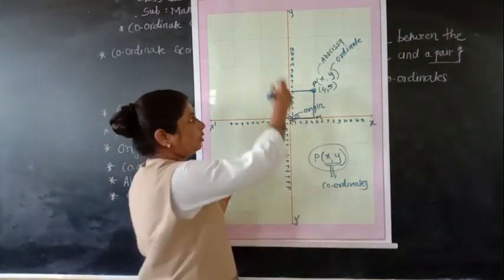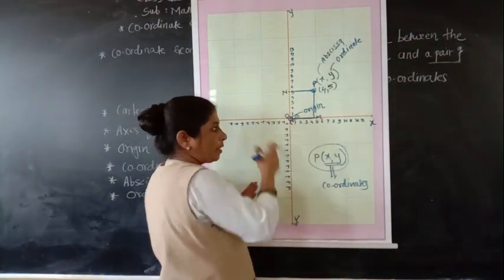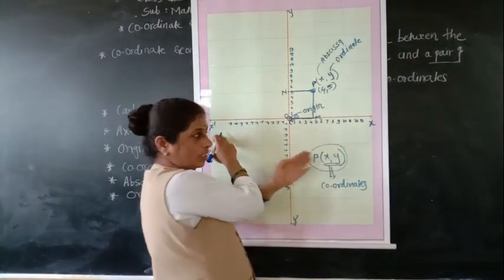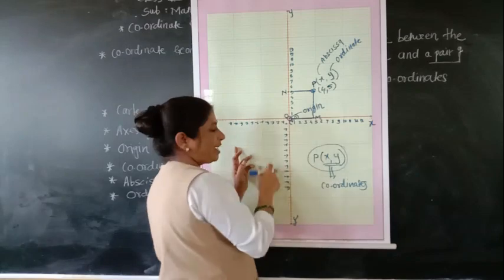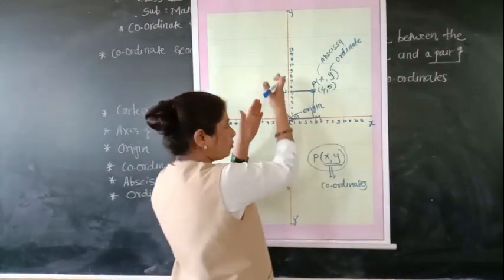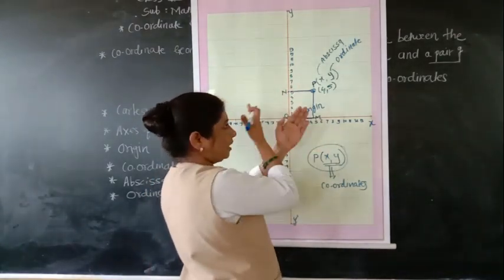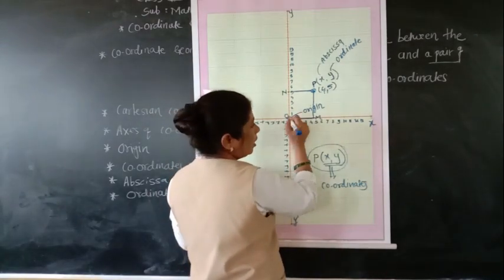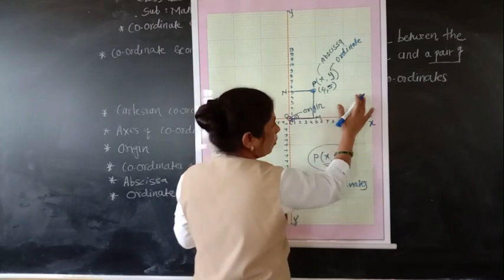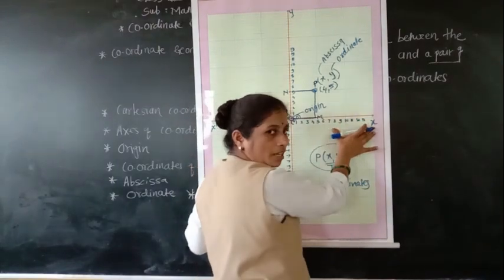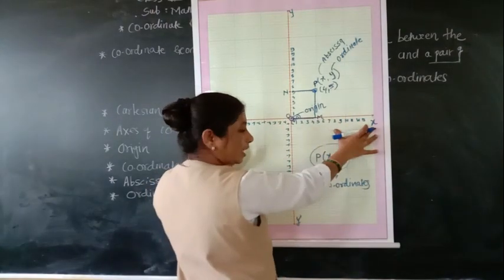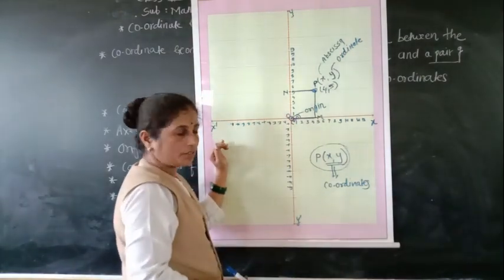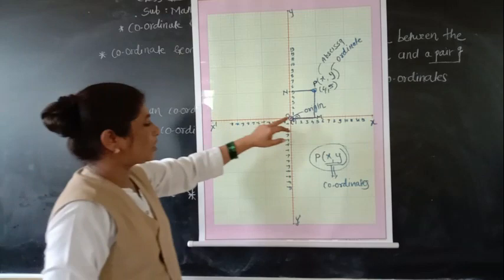Because of these perpendicular axes, x dash is called the x-axis and y dash is called the y-axis. When they intersect each other, this is the point called the origin. To the right side of the origin it is all positive, so on this number line positive numbers are there, here negative, upside positive and downside negative. So here we have cleared what the origin is.